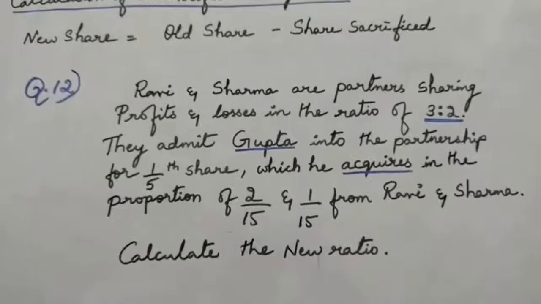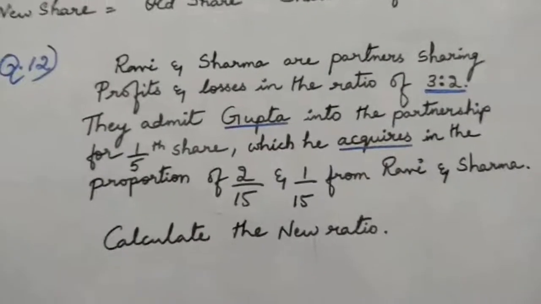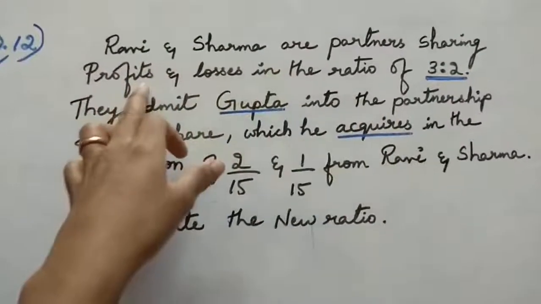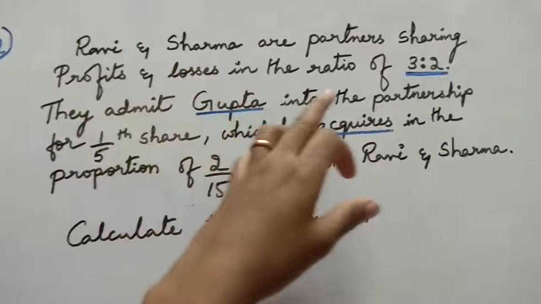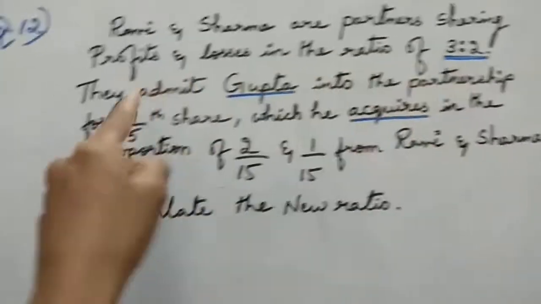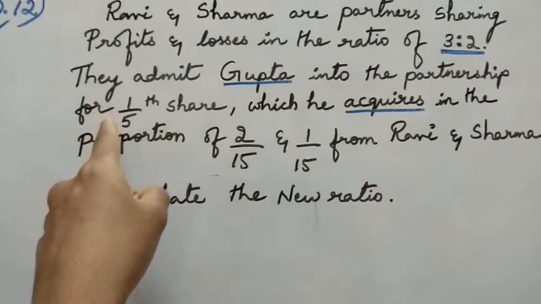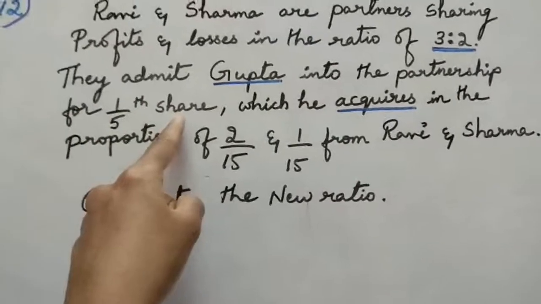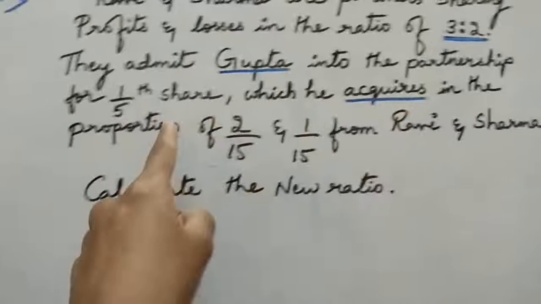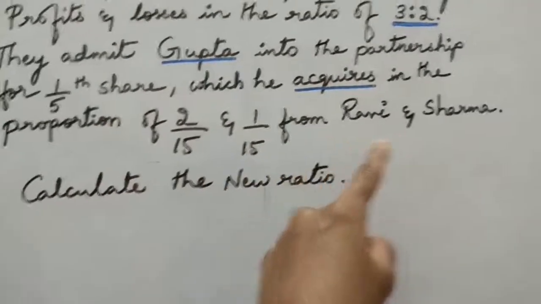Now, going for the question, I guess you all know the formula. Let us go for a question and read it. Question number 12. Ravi and Sharma are partners sharing profits and losses in the ratio of 3:2. So the old share is 3:2. They admit Gupta as a new partner into the partnership for 1/5 share. So he is receiving 1/5 share, which he acquires in the proportion of 2/15 and 1/15 from Ravi and Sharma.